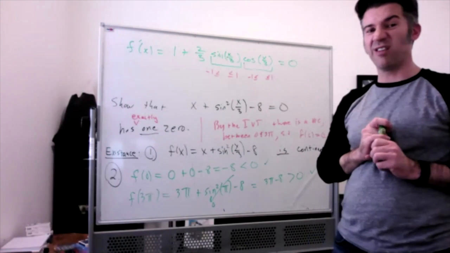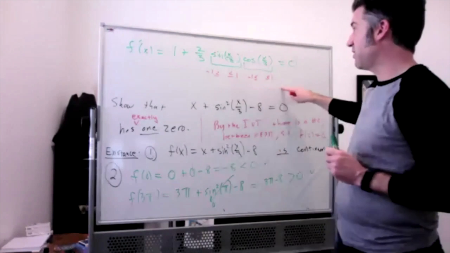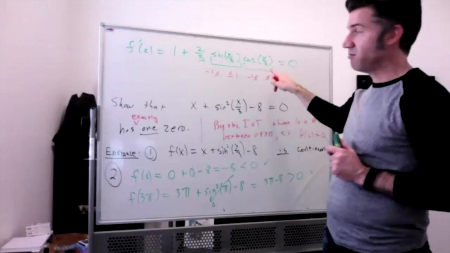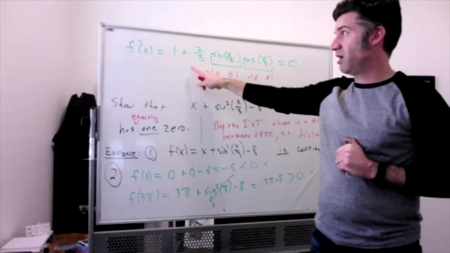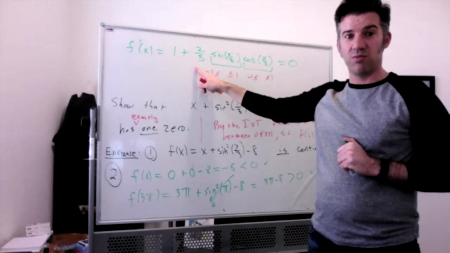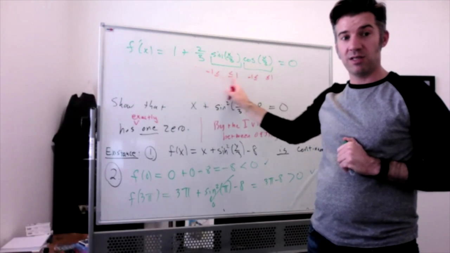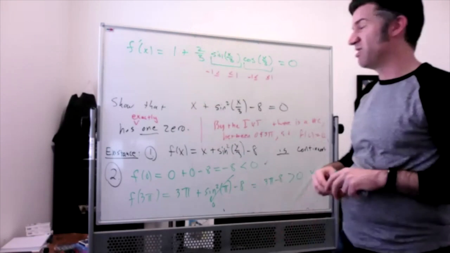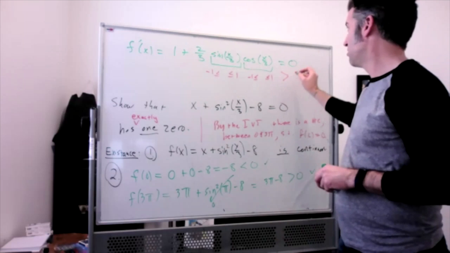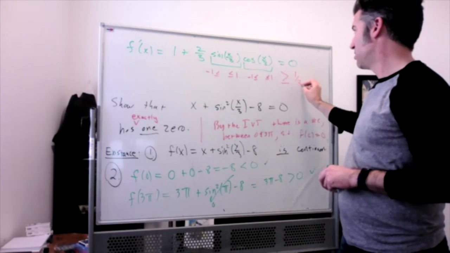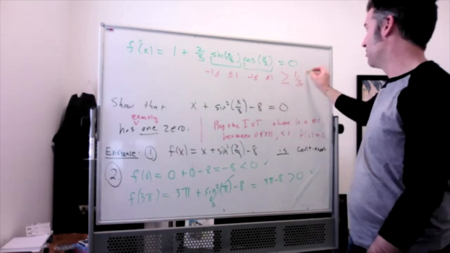So then here's the thing. If the most negative this can be is -1, 2/3 times -1 is -2/3. And 1 plus -2/3 is 1/3. So the smallest this whole thing can be is 1/3. And 1/3 is definitely bigger than 0.